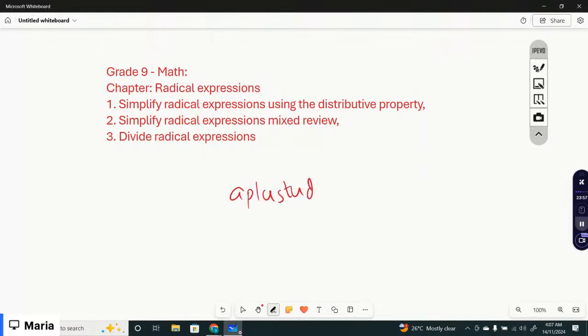You have to log in there using your email address, and the password is provided by the administrator. Then you have to select math from the subject tab, scroll down to grade 9 math and then click on view all lessons. There you can find the list of the chapters. We're going to start with the chapter radical expressions.